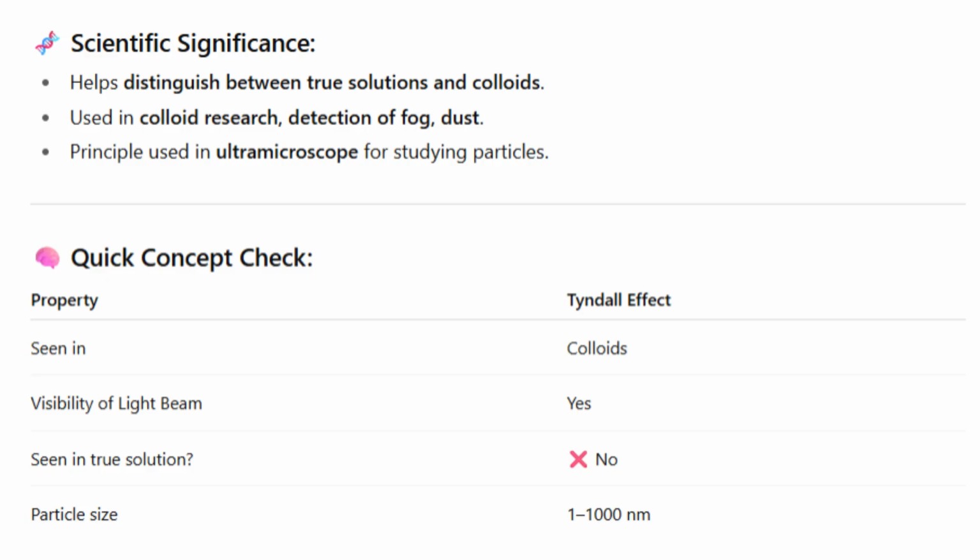Scientific significance: Helps distinguish between true solutions and colloids. Used in colloid research, detection of fog, dust. Principle used in ultramicroscope for studying particles. Quick concept check. Property: Tyndall effect. Seen in colloids. Visibility of light beam, yes. Seen in true solution, no. Particle size, 1 to 1000 nanometers.